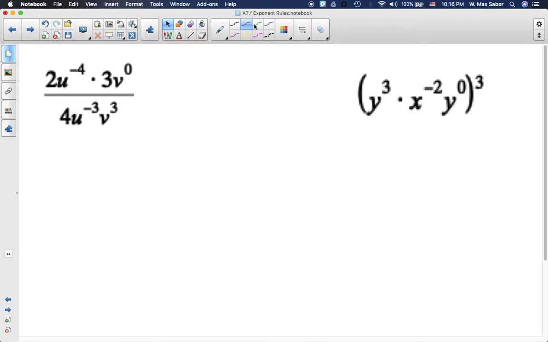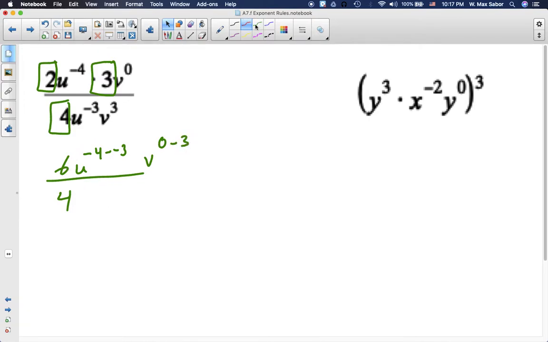Okay, so what I recommend we do is we start from the numbers. So 2, 3, and 4. 2 times 3 is 6 divided by 4. Now all the u's, u to the negative 4 minus 3 is, well, I can write it out, minus negative 3. And this is v to the 0 minus 3.